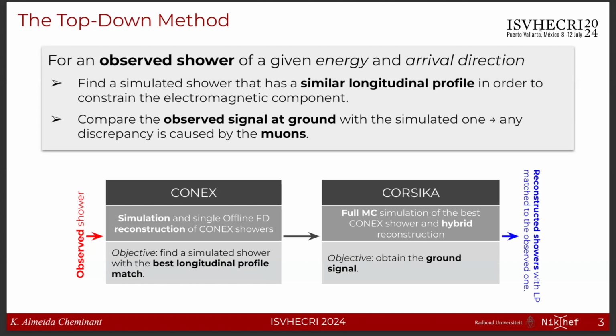And as we carry on, once we have found this shower, then we can rerun again, but this time a full Monte Carlo simulation in order to have 3D information about the shower itself. And then, of course, obtain the ground signal for further analysis.